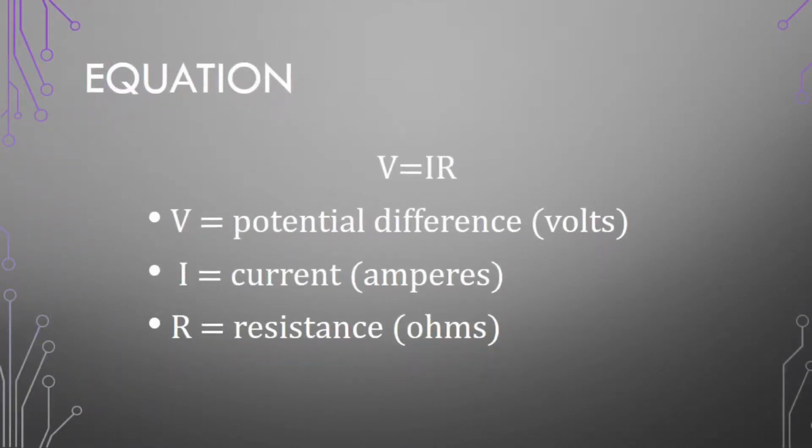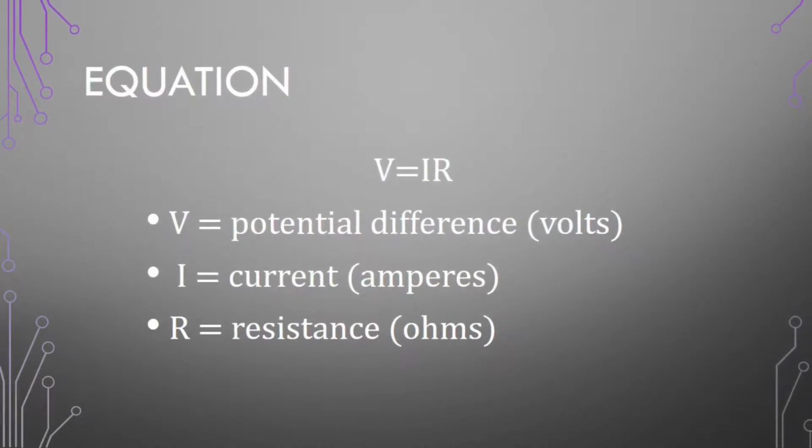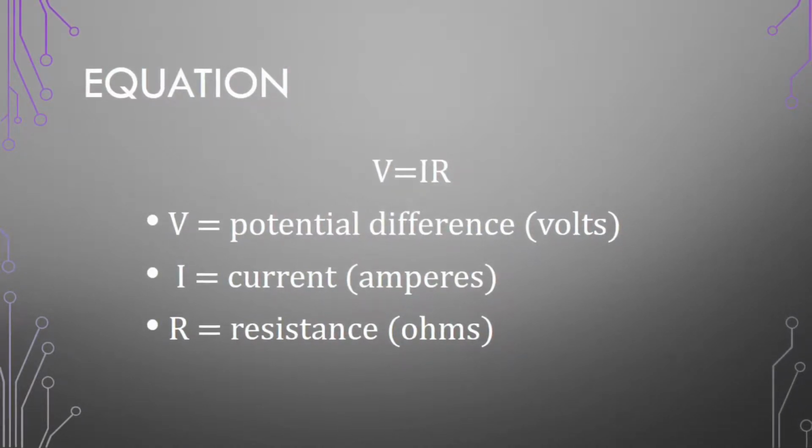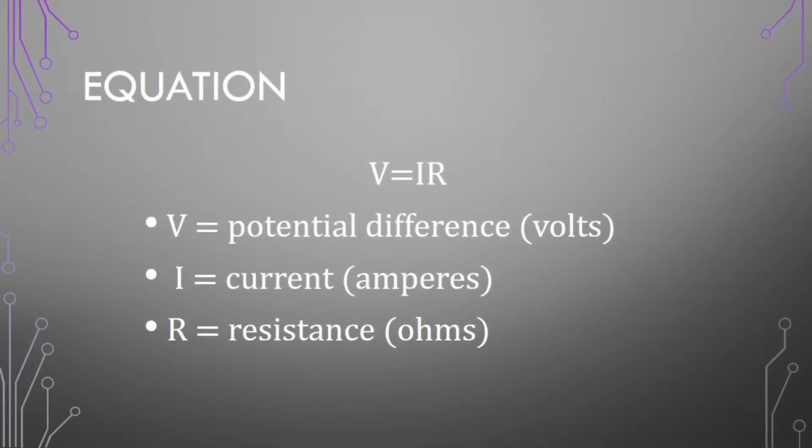When solving for circuits, the main equation you will use is V equals IR, where V is the potential difference from the battery, I is the current running through the circuit, and R is the resistance. Some important things to note are that the potential difference is given by the battery, the current always flows in the direction of the positive side, and the resistance is found inside of a light bulb or a resistor.